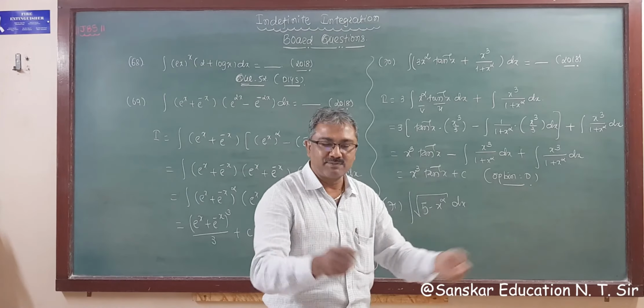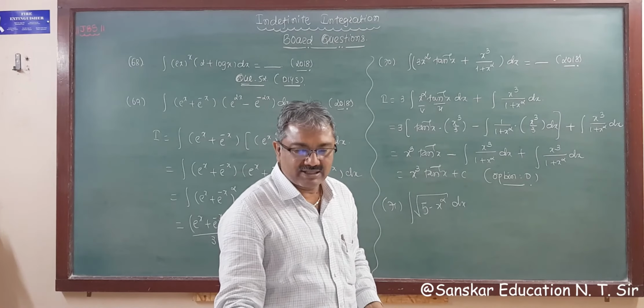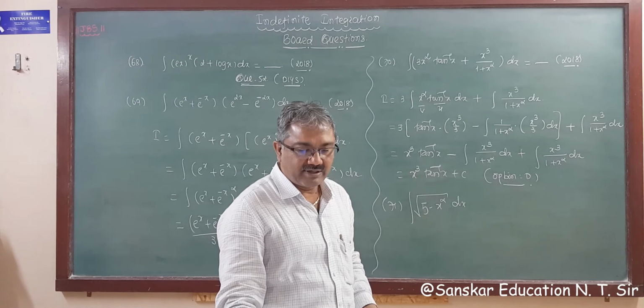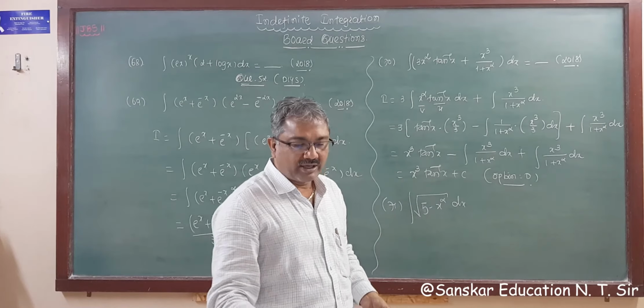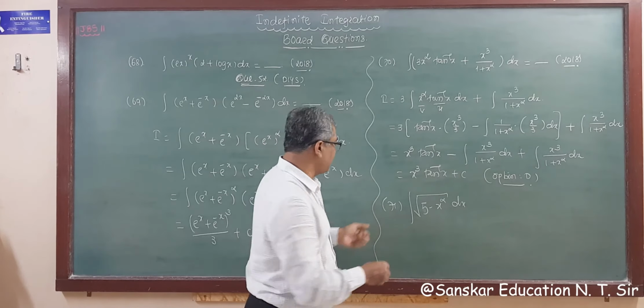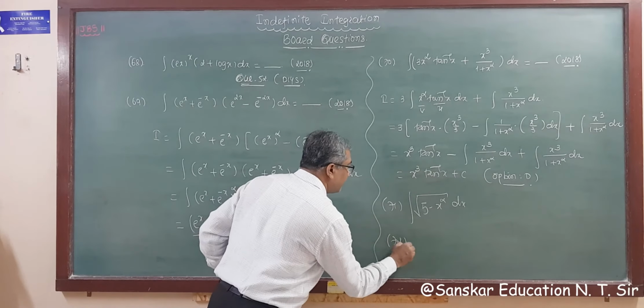Done, this MCQ is also solved, right? Then the next question is 71, then 72. Okay, that you can do also. Question number 72. Do it yourself also.